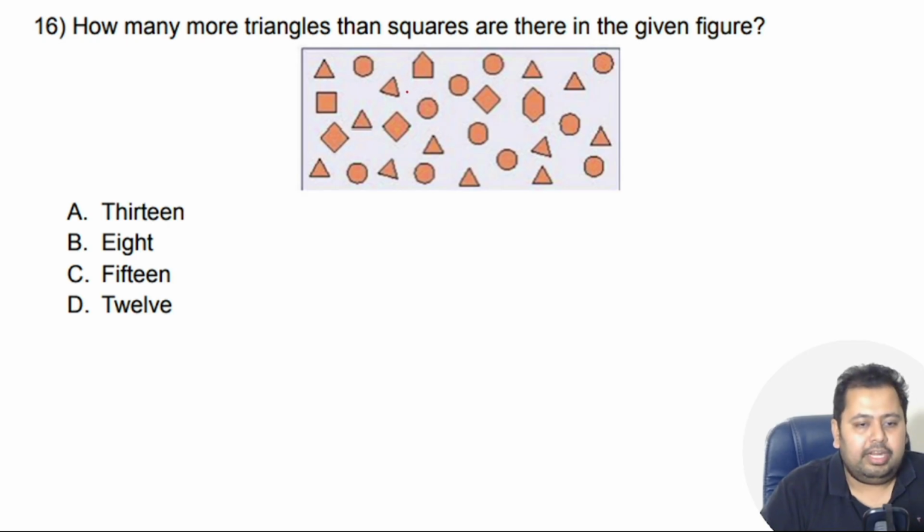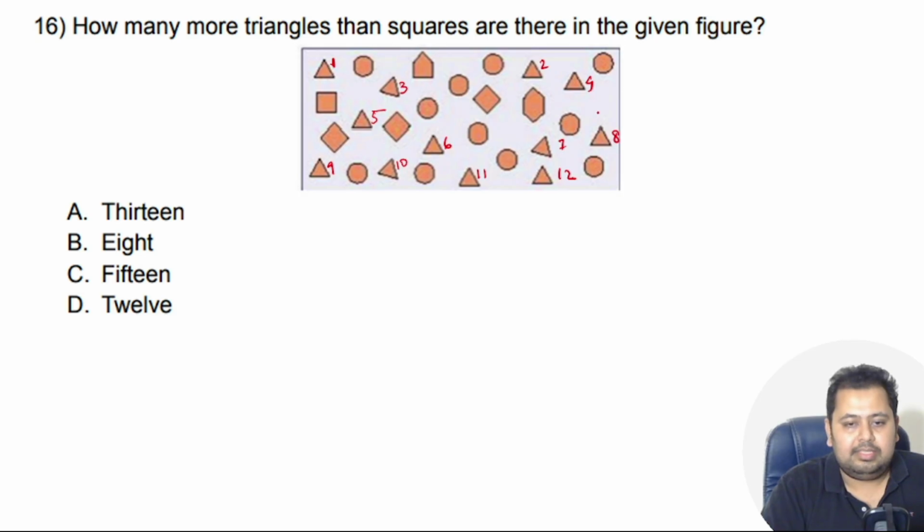Great, I hope you got it correct. Let's now find out how many triangles and how many squares we see in this figure. So this is triangle number 1, right? We have triangle number 2 over here, triangle number 3 here, triangle number 4 here, and then triangle number 5 here, triangle number 6 here, triangle number 7, 8, 9, 10, 11, 12, right? So we have 12 triangles. Am I missing something? I don't think I am missing anything.